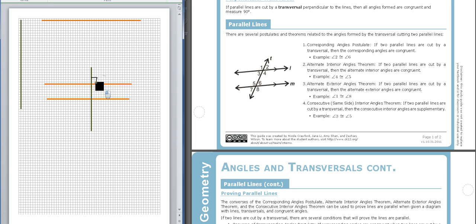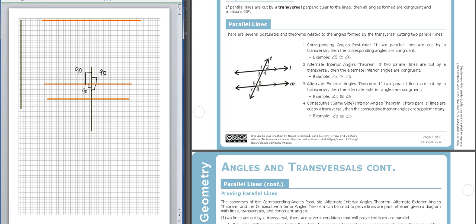This is 90. This is 90. This is 90. This is 90. All right? So all the way around is 90 degrees where the two lines are cut by the transversal. So that's the perpendicular transversal.